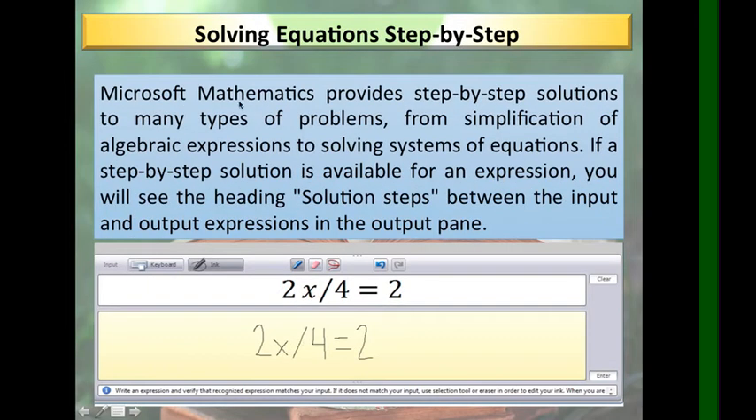So, solving equations step by step. Microsoft Mathematics provides step-by-step solutions to many types of problems, from simplification of algebraic expressions to solving systems of equations. If a step-by-step solution is available for an expression, you will see the heading Solution Steps between the input and output expressions in the output pane.